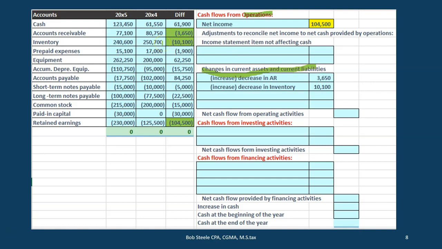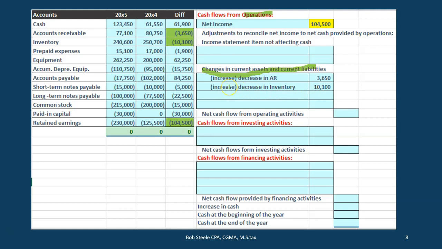It went in 2014 from 257 down to 246. Therefore, we're going to follow our rule, and we're going to increase the statement of cash flows in the operating section by that change, 10,100. And again, in this worksheet, we're just going to flip the sign. That's a negative here, it's a positive here. You can also see the cheat sheet here.